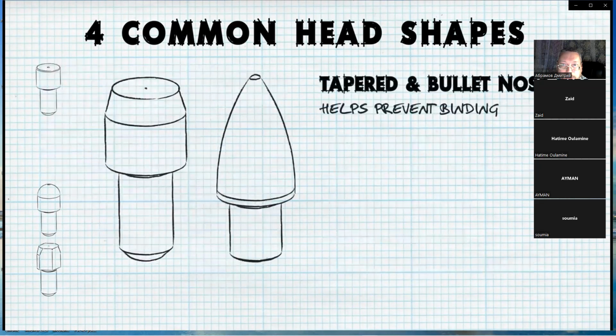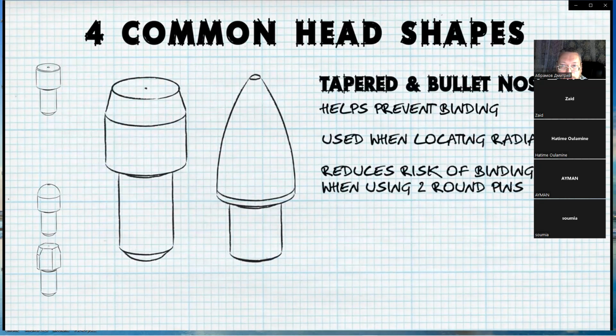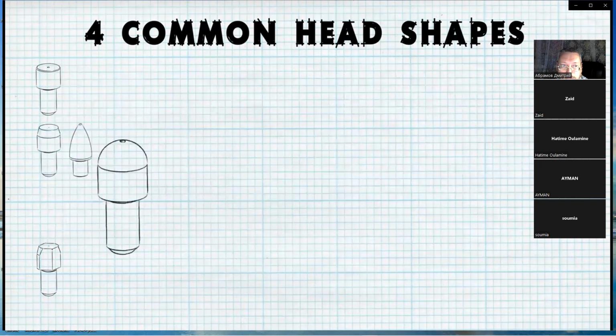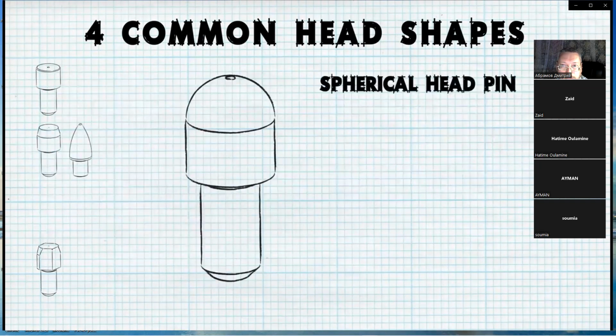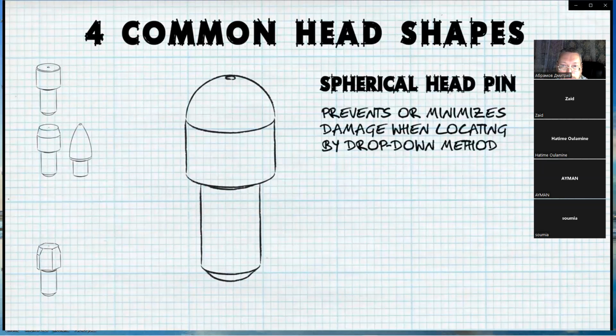In order to prevent binding when locating, select a pin with a tapered or bullet nose. This can be used when locating radially, as the chances for binding are increased significantly when attempting to use 2 round pins. While tapered and bullet nose pins help prevent binding, changing to a spherical locating pin head can prevent or minimize the possibility of damage to the part when locating by drop-down method.